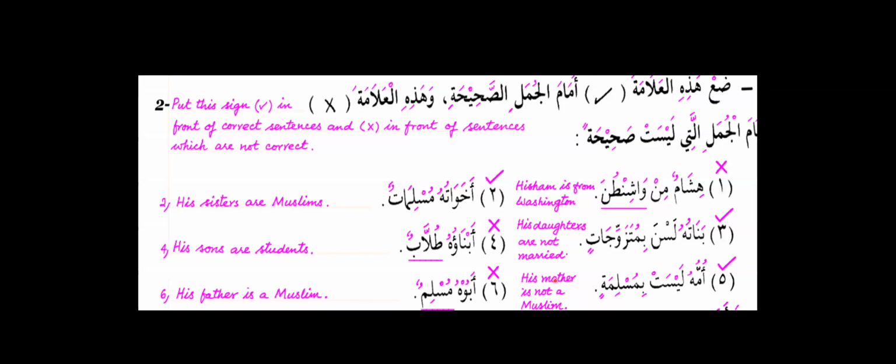So this is all we have done. Ismu laysa will be marfu and khabaru laysa will be mansub. We have done loads of exercises, but the chapter is not finished yet. We have exercises to do, but our time is almost finished. So next time, inshallah, we will continue with our lesson.